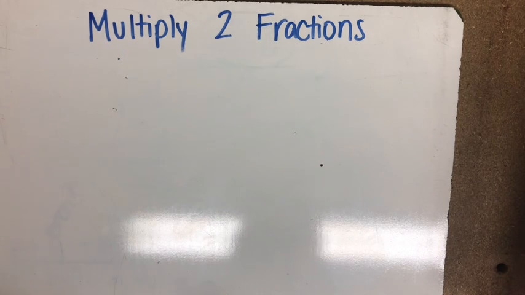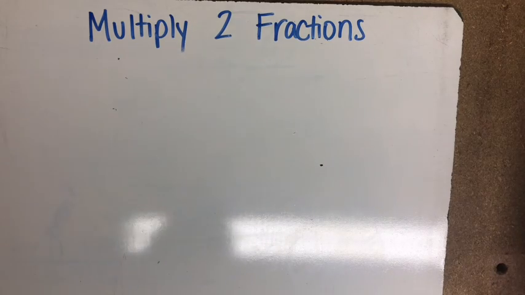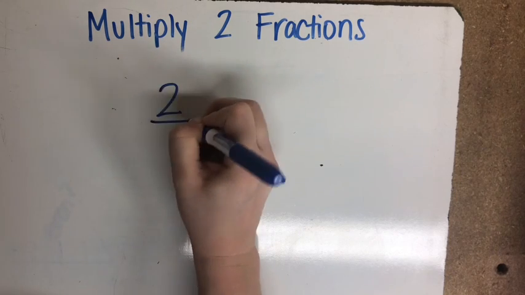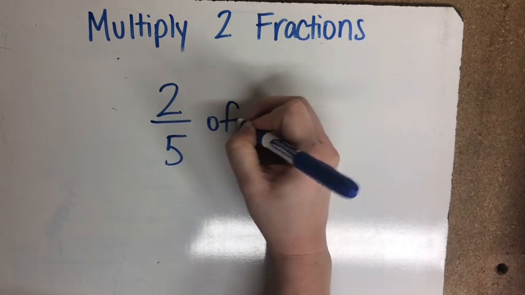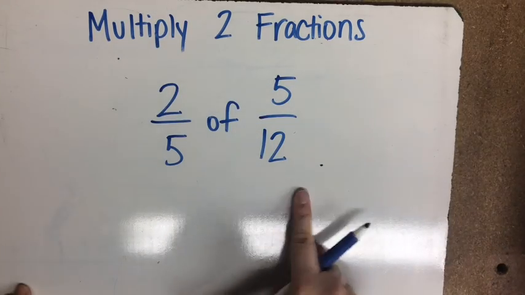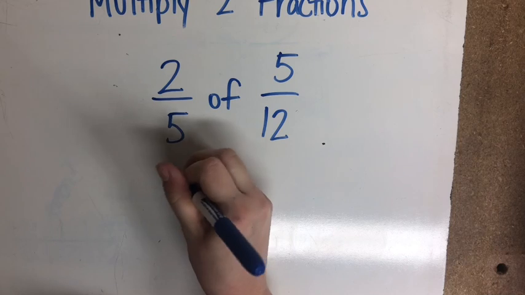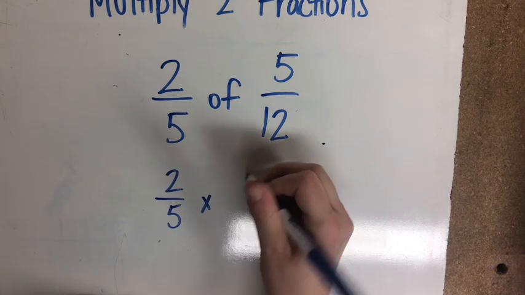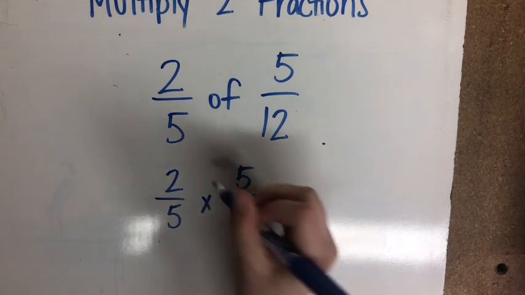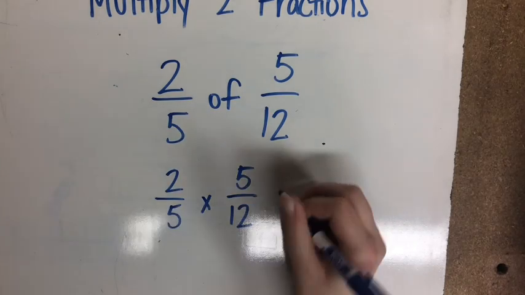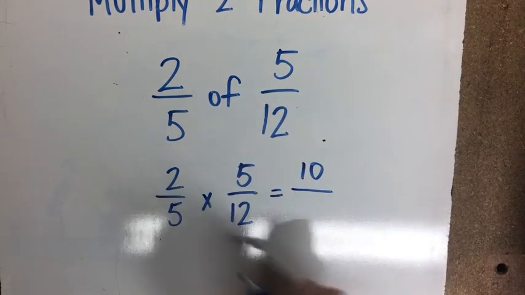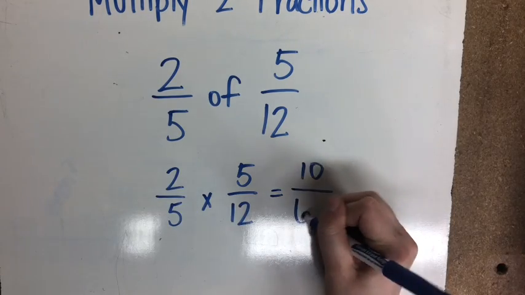Okay, let's look at an example that's written with that word "of." So let's say I have 2/5 of 5/12. When you see a sentence written this way, it's really just telling you to multiply 2/5 times 5/12. Okay, so remember, you just multiply your numerators, multiply your denominators. 5 times 2 is 10. 5 times 12 is 60.